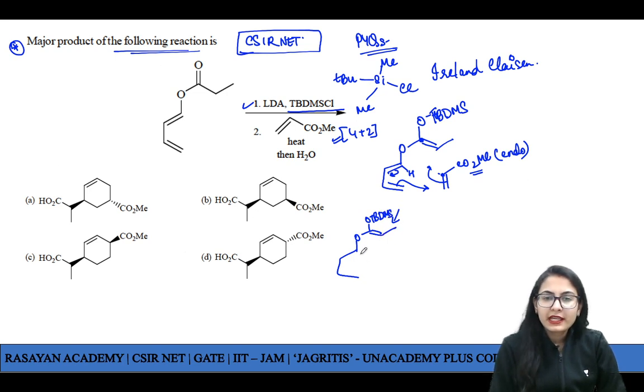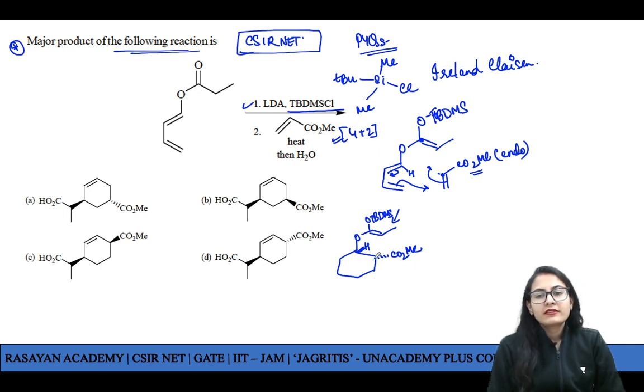Alright, so it is going to be like this. After there is a bond formation, the hydrogen which was present is above the plane, and once again the CO2Me is below the plane, right? This is how it happens. Okay, now where is the double bond? The double bond is right over here.